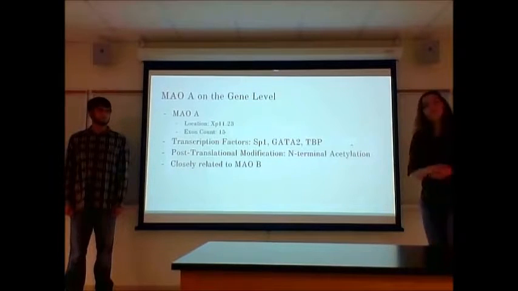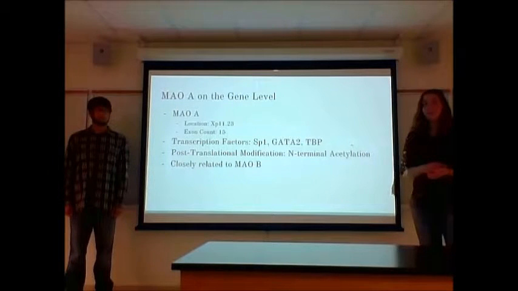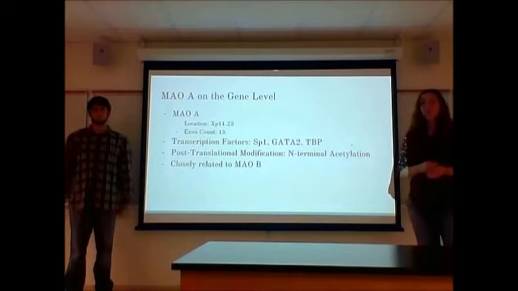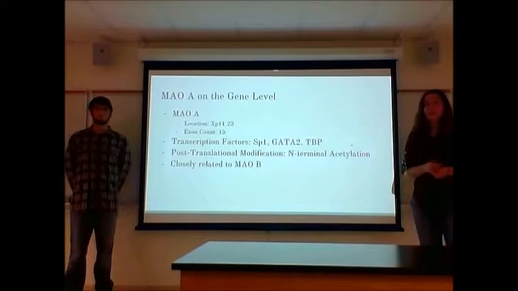So on the gene level, MAO-A is located on the X chromosome at position P11.23. It has 15 exons. The main transcription factors are SP1, GATA2, and TBP. In terms of post-translational modification, it uses N-terminal acetylation of the methionine.